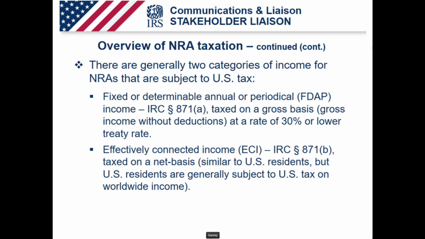Since ECI is taxed on its net taxable income, it means that deductions can be taken against that income as long as they are properly allocated and apportioned, and a true and accurate tax return is timely filed. This is in contrast with the taxation of non-ECI income, FDAP income, which is taxed on a gross basis, meaning no deductions are allowed.